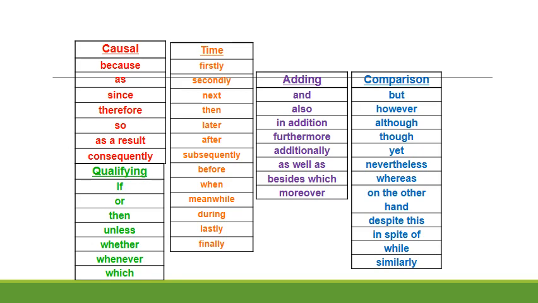Now, for causal connectives, these are words such as because, as, since, therefore, so, as a result, and consequently. Then, time connectives: first, secondly, next, then, later, after, subsequently, and so on. Adding connectives: and, also, in addition. Comparison connectives: but, however, although, though, yet, nevertheless. And then you have your qualifying connectives, which is if, or, then, unless, whether, whenever, which. Okay, so these are all the connectives.